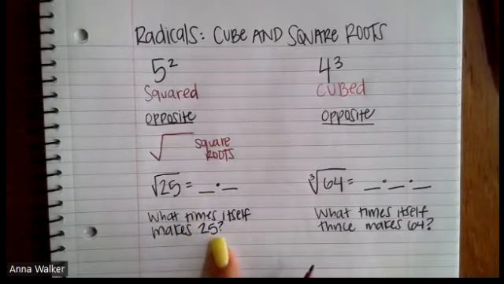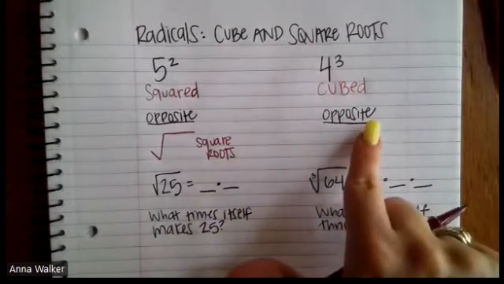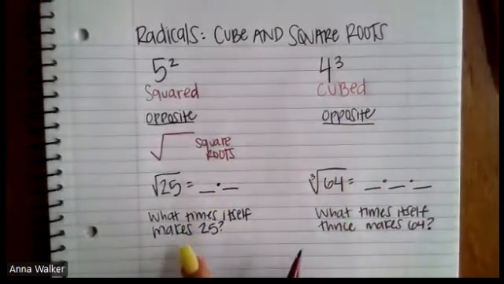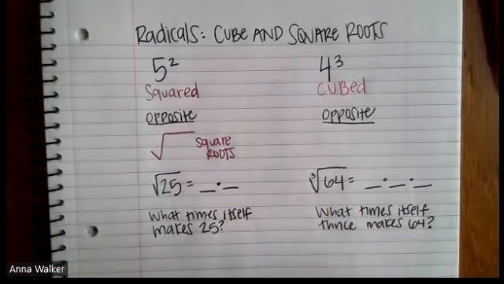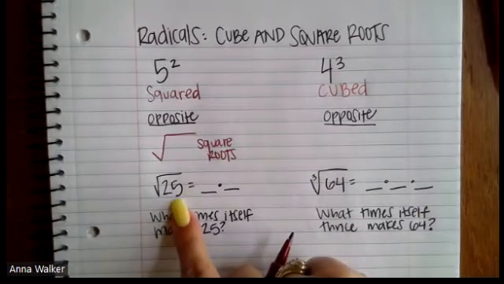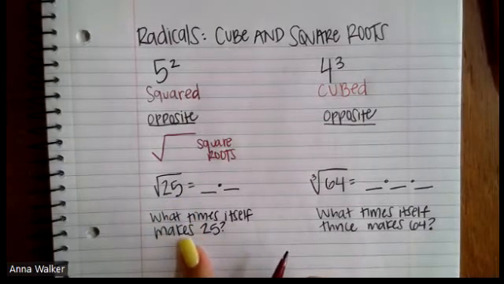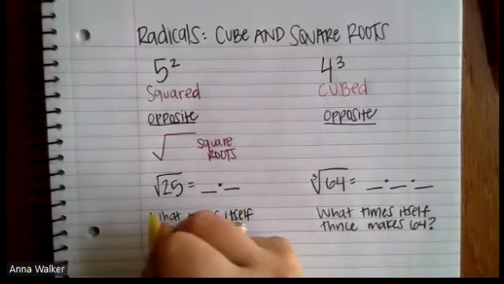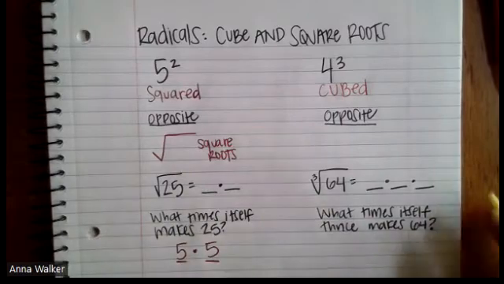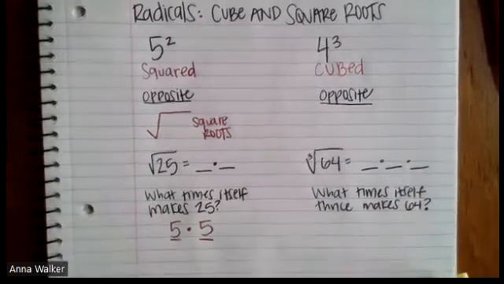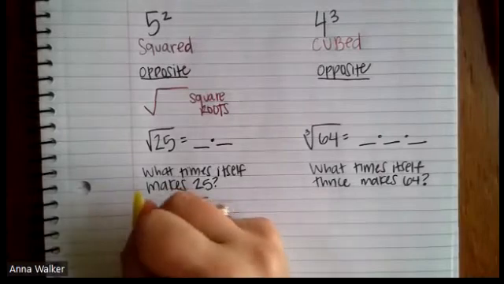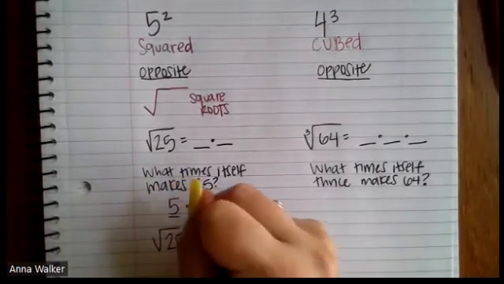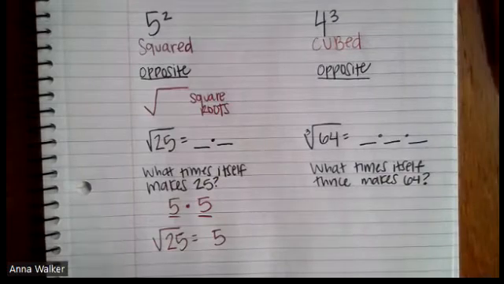When we find the square root or any root of a number, even when we talk about cubed roots in a second, we're trying to figure out what number, when we multiply it times itself, makes a certain number. So if we're trying to find the square root of 25, we're trying to figure out what number times itself makes 25. And the answer to that is 5, right? 5 times 5 makes 25. So the square root of 25 is equivalent to 5.